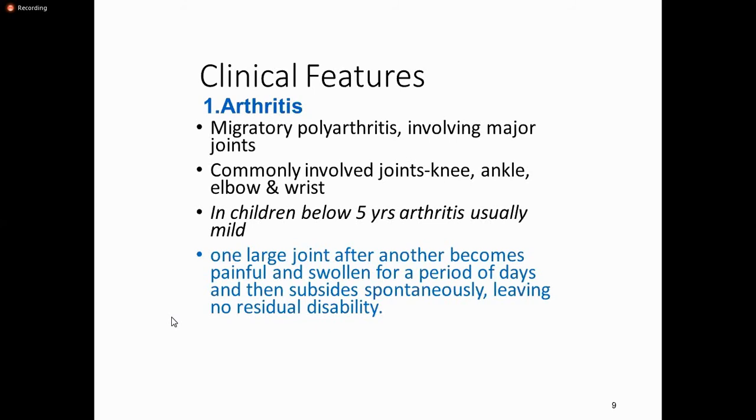Otherwise, if the patient is of more advanced age with different comorbidities and a history of drugs, you can differentiate it from other causes of arthritis, in comparison to infective arthritis, from arthritis that is caused by post-streptococcal infection.